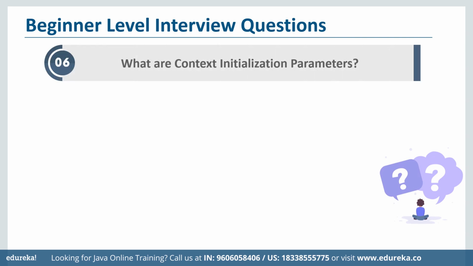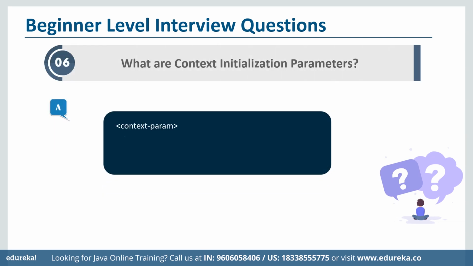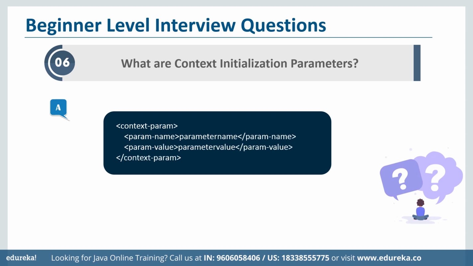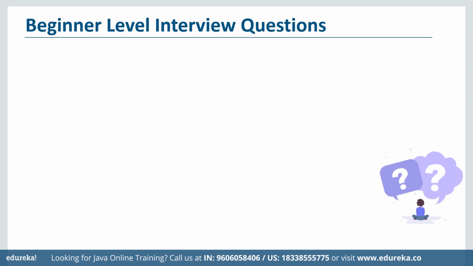What are context initialization parameters? Context initialization parameters are the initializing parameters for the whole application. They are not specific to any servlet or a JSP. Context initialization parameters are specified using the following syntax in a web.xml file. So this particular syntax is used to set the parameter name, and this particular line of code is used to set the parameter value. And these values will be enclosed inside the context parameter tags. Now with this, let us move on to our next question.